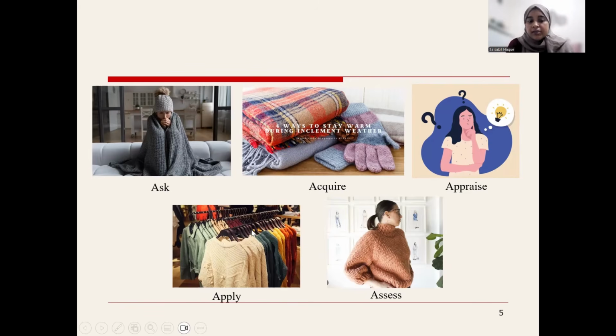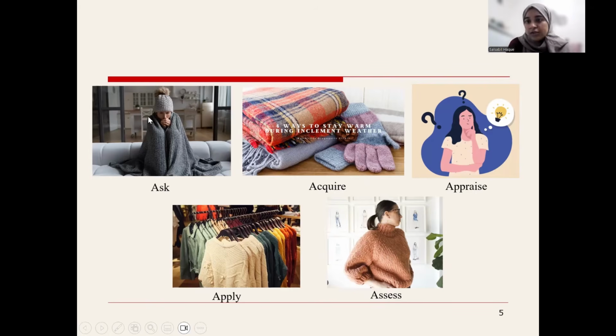Now she will apply this. She will go to the store and she will get a jacket. Okay, so this is applying the information to a clinical practice. Then, after that, she will wear the jacket and she will assess her performance, or the jacket's performance, let's say. And let's say the jacket feels itchy. Okay, then she'll go back to the first step, which is ask.